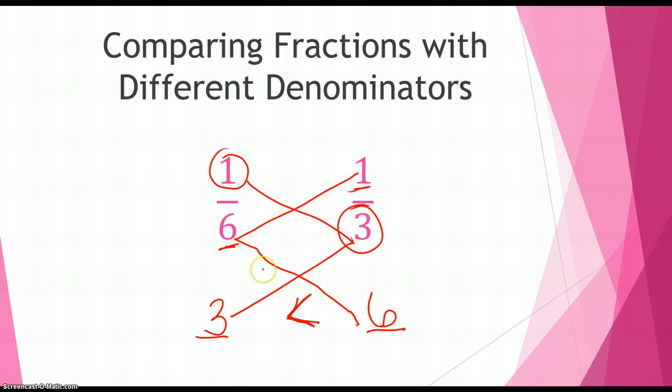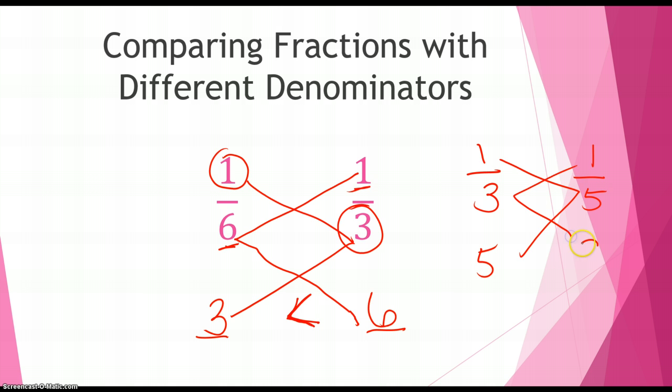So if we had something like 1/3 and 1/5, we'd use our shoelace method. 1 times 5 is 5. 1 times 3 is 3. So 5 is greater than 3. Now, you might see fractions that don't have 1 in the denominator, but this is the proper way to compare. There's a couple other ways we can do, but this is one of the simpler methods, so we're going to start with this one. And now we're going to move on to adding and subtracting fractions with unlike denominators.